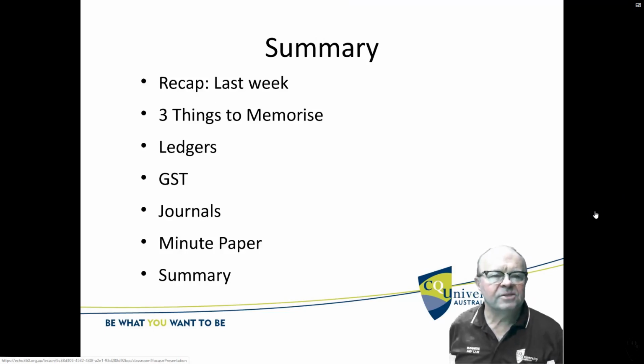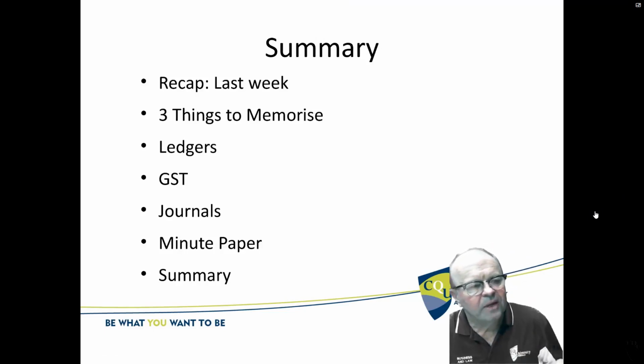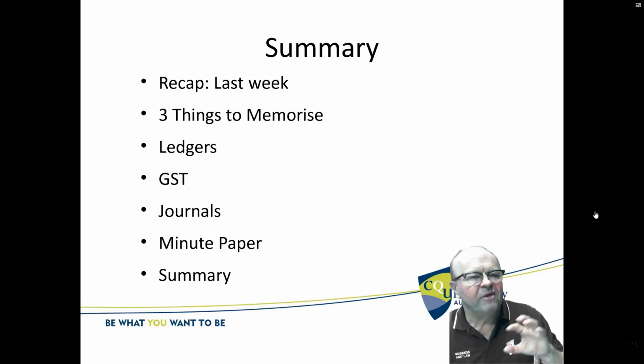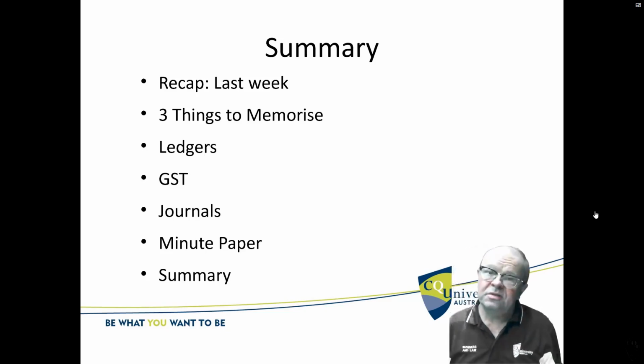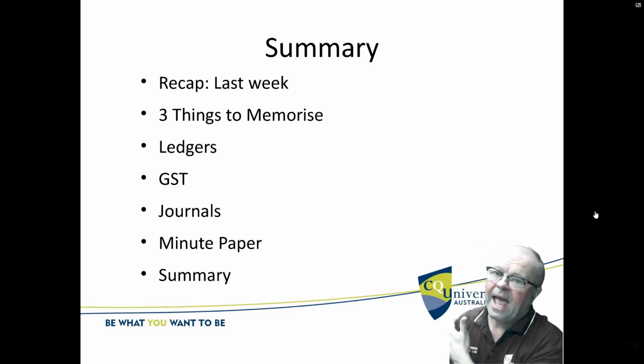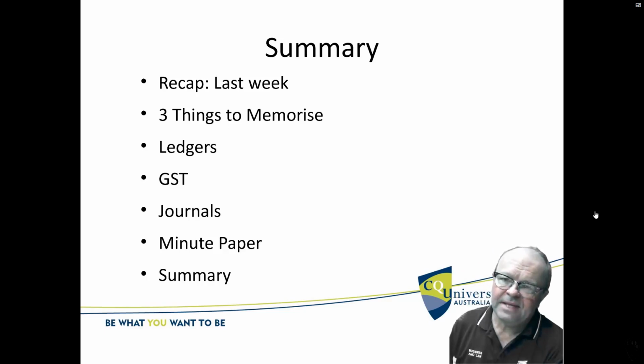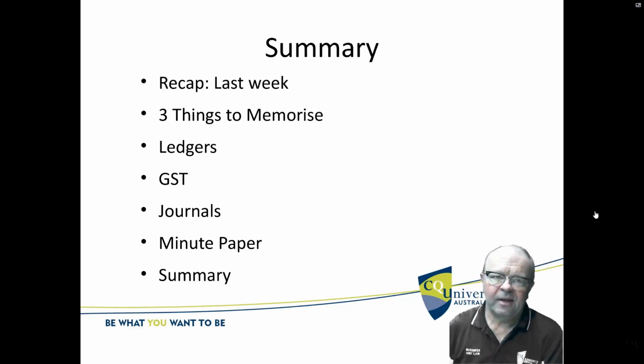Well, we recapped last week. Last week we looked at the proprietorship concept, the idea that a firm is separate to its owners, and that everything a firm does affects both its owners' assets and liabilities, and both the firm's assets and liabilities, and its owners' equity. And that's the basis of why we have double entry accounting.